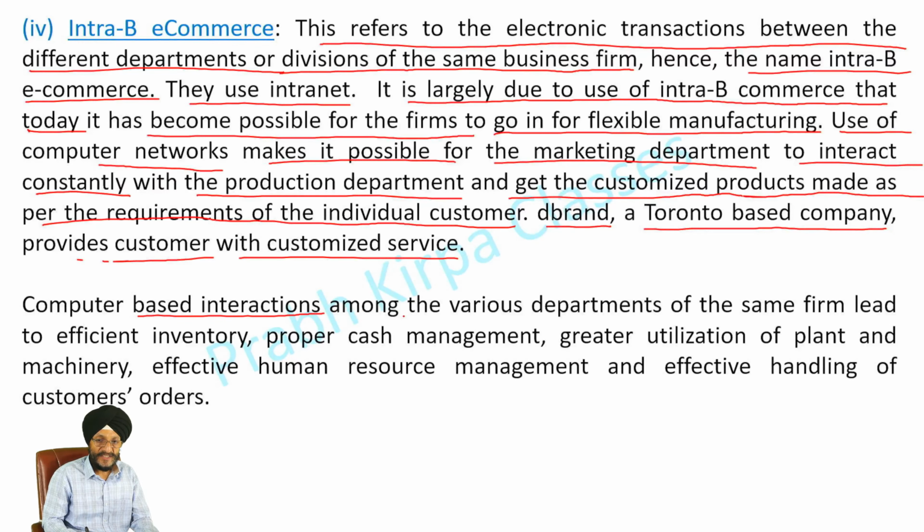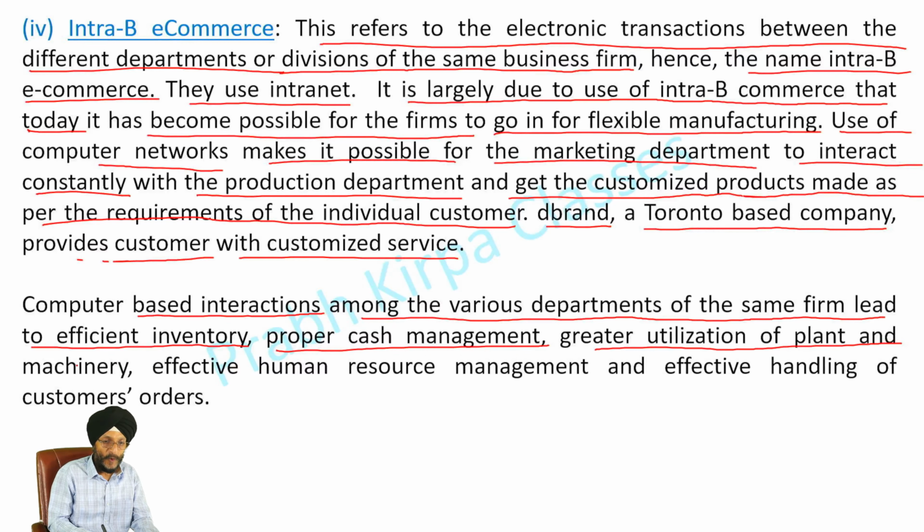Computer-based interactions among the various departments of the same firm lead to efficient inventory, proper cash management, greater utilization of plant and machinery, effective human resource management, and effective handling of customers' orders.